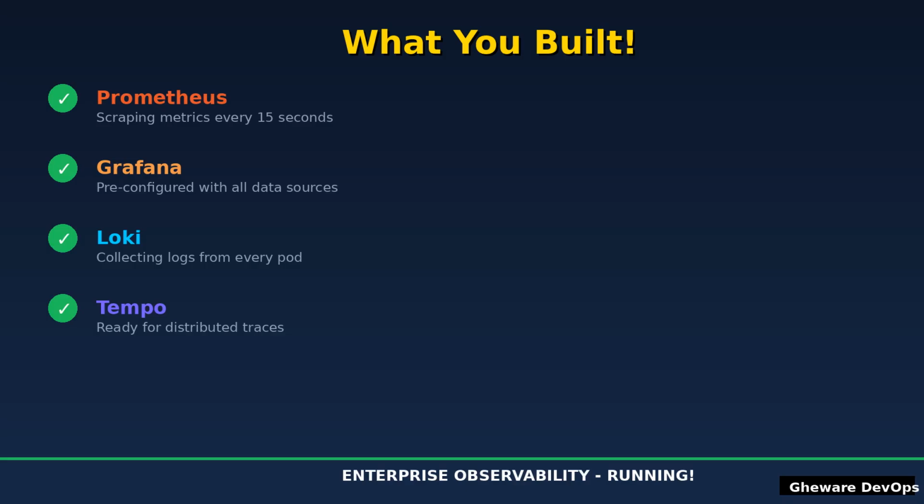Let's recap what you just built. Prometheus scraping metrics every 15 seconds from your entire cluster. Grafana pre-configured with all three data sources. Loki collecting logs from every pod via Promtail. Tempo ready for distributed traces. This is the LGTM stack, the same tools used by thousands of companies worldwide.